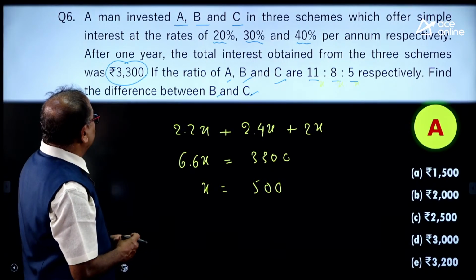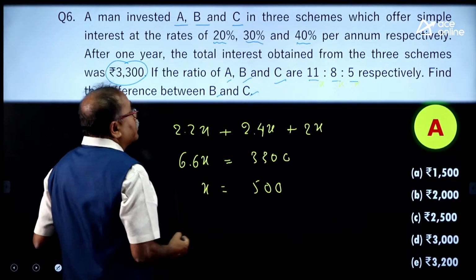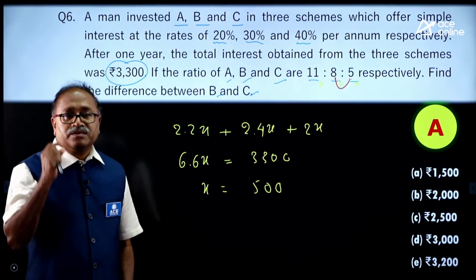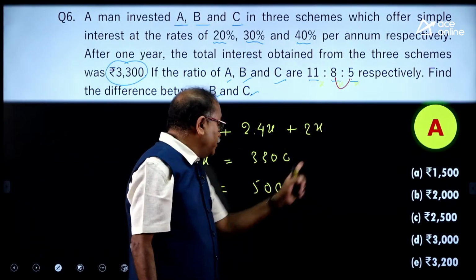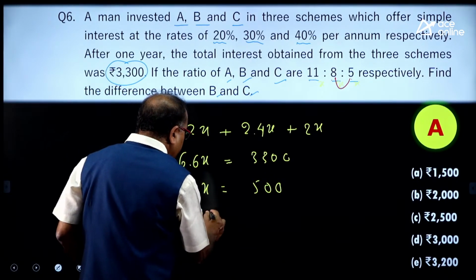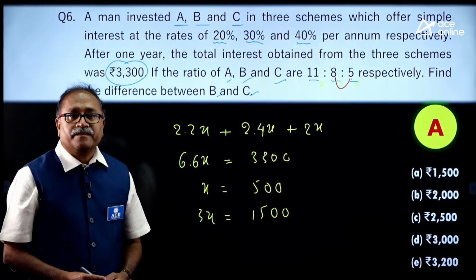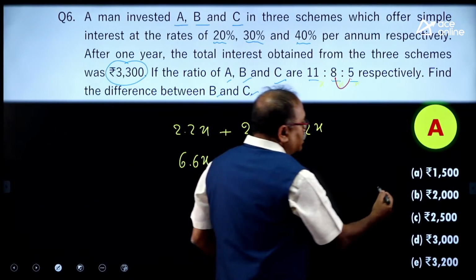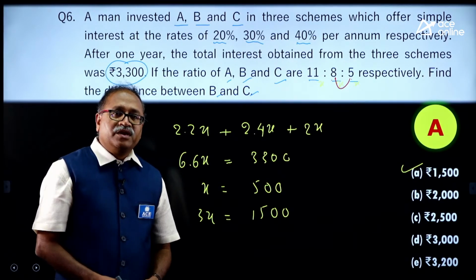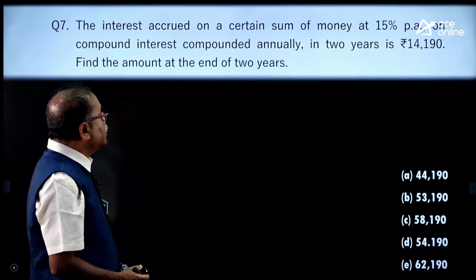Now, it is asked what is the difference between B and C? Now, this is B and this is C. I notice that the difference is 3 parts, 3x, and when x is equal to 500, then 3x will be 1500. That is where your option choice is A. Hope everyone understood this. Let us take the next question, and is here.